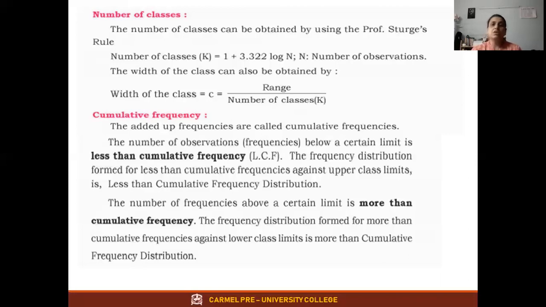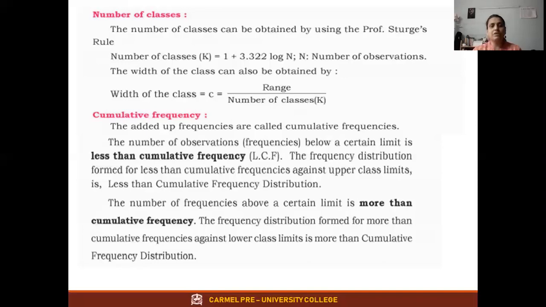Next definition is what is less than cumulative frequency distribution. What is LCF distribution? Not LCF alone, LCF distribution. Now, a frequency distribution had values and its frequency. Correct? Discrete frequency we already discussed. What is a frequency distribution? A distribution which has values taken by a variable and their respective frequencies, X and F. That's how we did the tally mark table. X and F. Now, what is a LCF distribution?